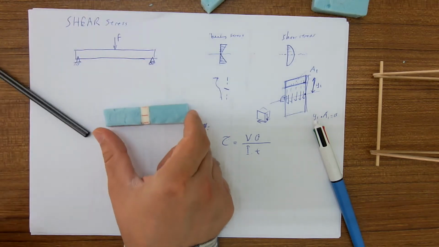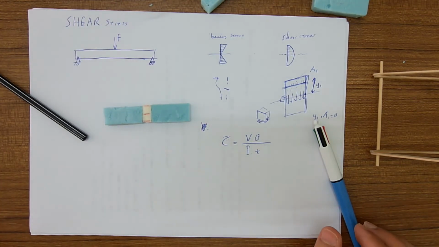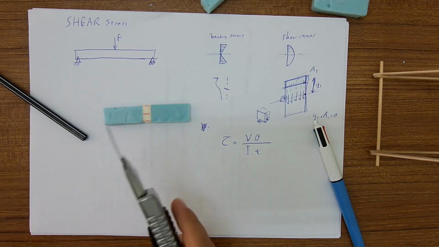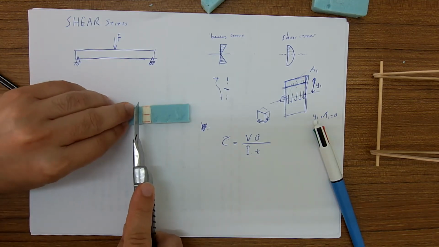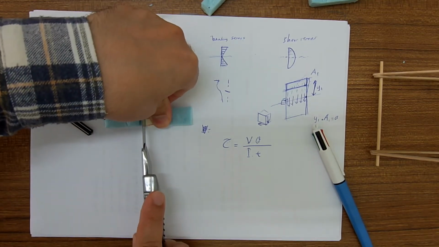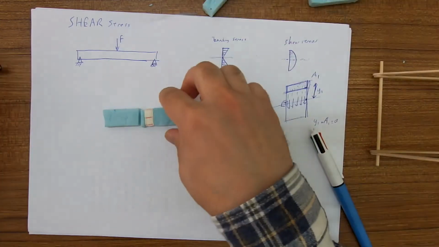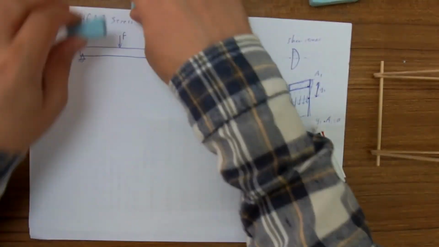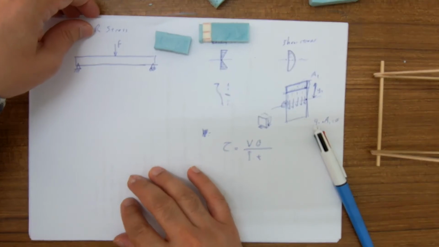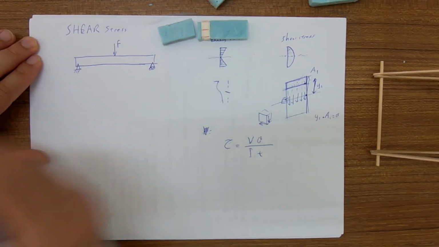Okay, and if I take out a little piece from here, let's make a cut and take out this piece. Before doing this, let's plot the shear moment diagram of this beam.